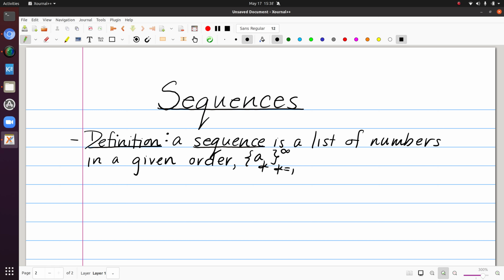So a sequence has a very specific ordering, and that ordering makes it unique from a different list with a different ordering. The other thing here you'll see is notation. The curly brackets tell me that I'm looking at a sequence. The general term of the sequence is a sub k, and those numbers on the outside tell me the starting value of k and the stopping value, here with the infinite. We're going to be interested in sequences that have infinite length.